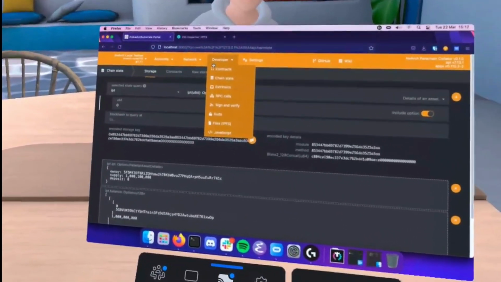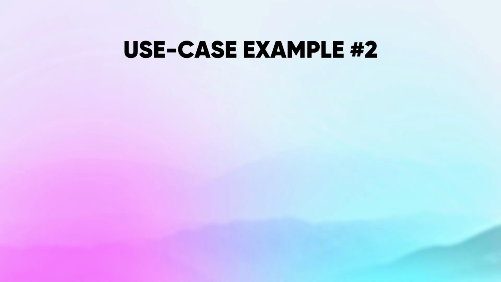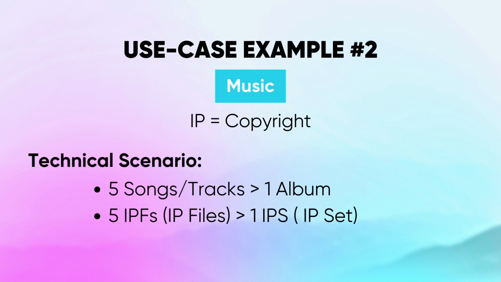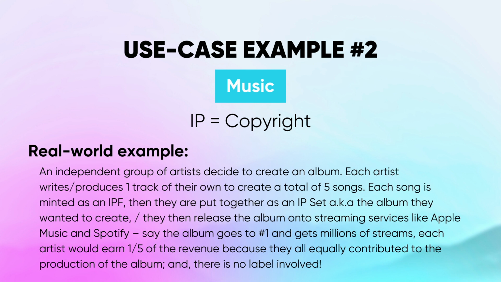Alrighty, and again, that was the ebook use case. Now we're on to use case number 2, which is music. The example that we prepared for you is 5 different people, 5 different tracks, creating one album. So let's say an independent group of artists decide to create an album. Each artist writes and produces 1 track of their own to create a total of 5 songs.